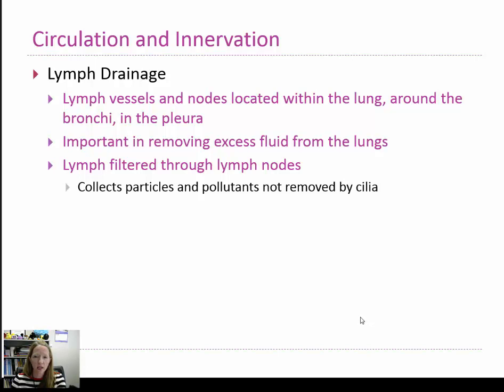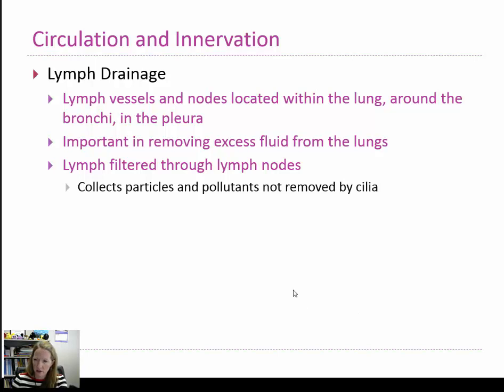What they're doing is going in and removing excess fluid from the lungs. In a second, when we talk about the pleural membranes and the pleural cavity, we'll talk about how they're really important in regulating that fluid in the pleural cavity.